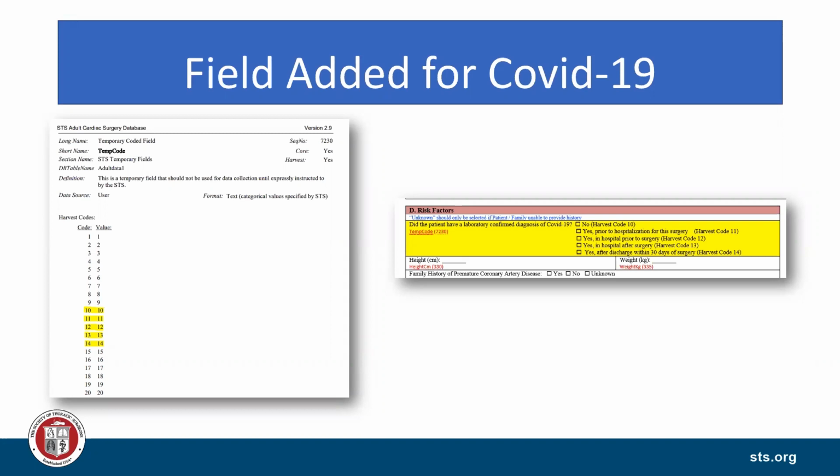If there's no documentation regarding COVID-19 testing, do we leave the field blank or answer no? So the question is, did the patient have a confirmed test? If the patient was not tested, then you answer no, because they do not have a confirmed test.